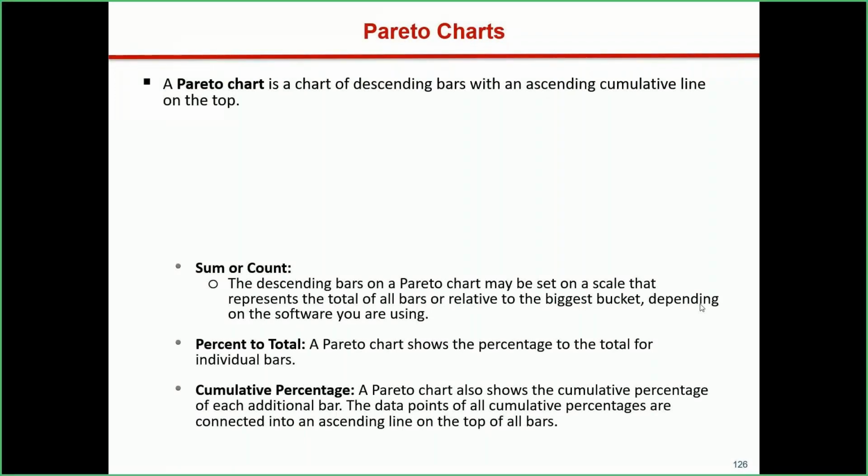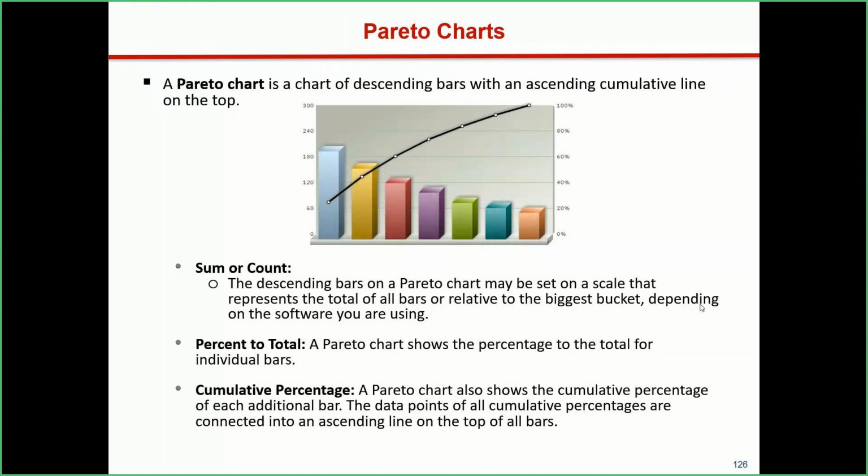So let's look at the Pareto chart, how exactly it looks. A Pareto chart is a chart of descending bars with an ascending cumulative line on top. So it is a mix of a bar chart and a line chart. You may get a question asking which chart looks like a bar and line chart. The Pareto chart is the answer. Sum or count: the descending bars on the Pareto chart may be set on a scale that represents the total of all bars or relative to the biggest bucket, depending on the software you are using.